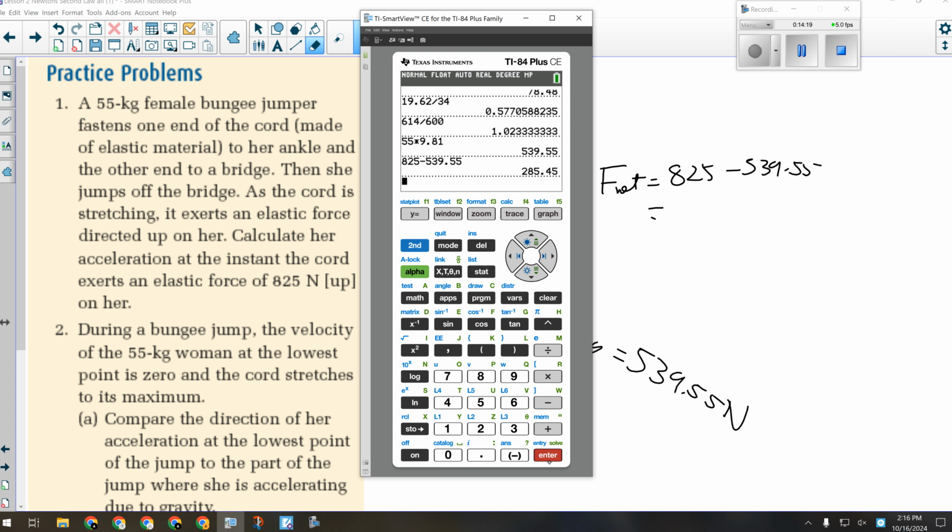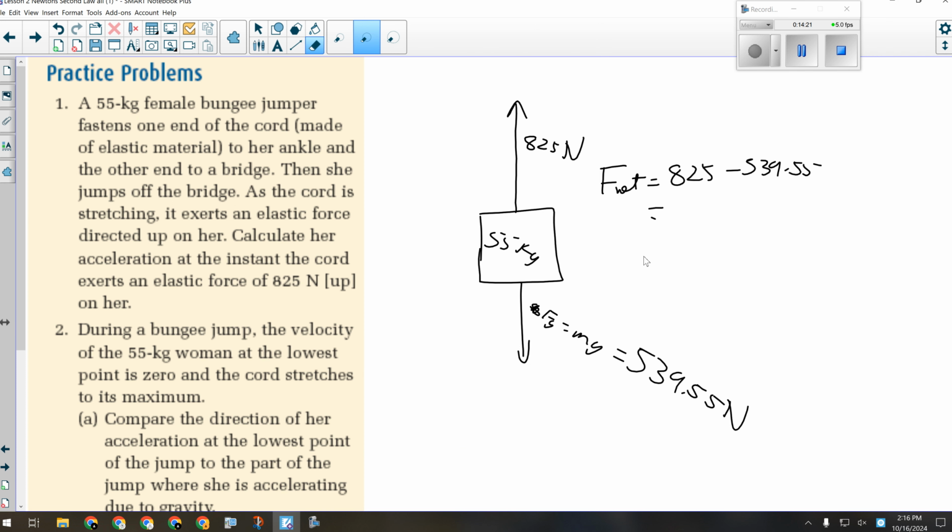Okay, so 825 minus that force there. All right, 285.45 newtons up is my net force. So which way is she accelerating? Up. Which way is she going? Down. Yeah, that's okay. When you bungee jump, you're still going to be moving downwards even after the bungee cord takes up. You're just going to stretch the bungee cord and go slower and slower and slower.